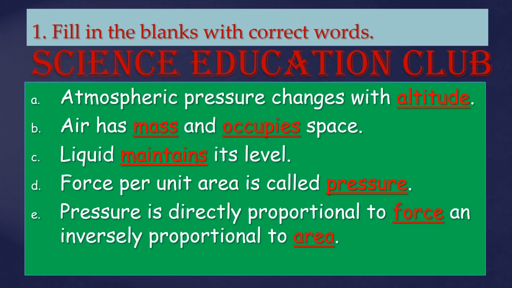blanks with correct words. Atmospheric pressure changes with altitude. Air has mass and occupies space. Liquid maintains its level. Force per unit area is called pressure. Pressure is directly proportional to force and inversely proportional to area.